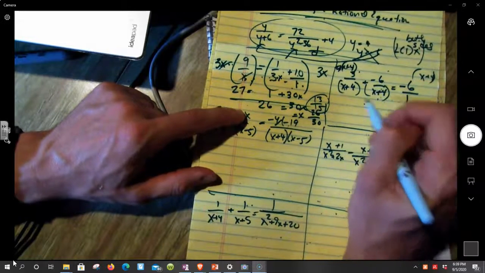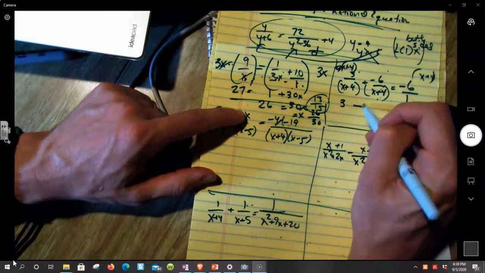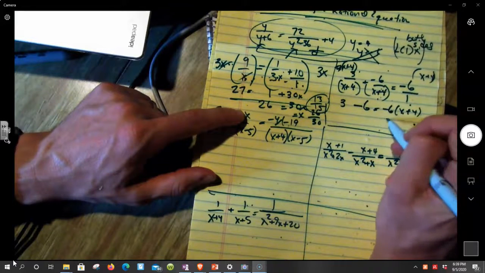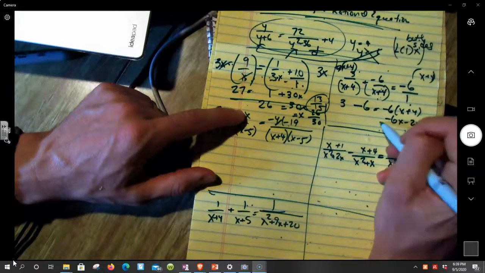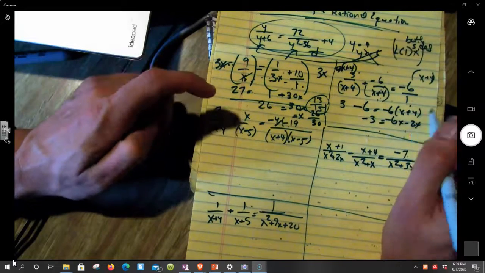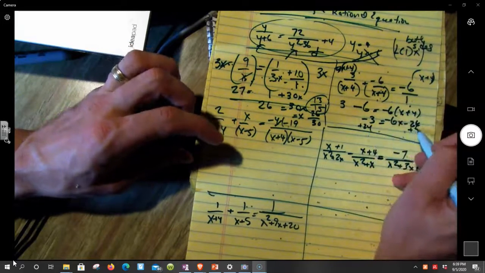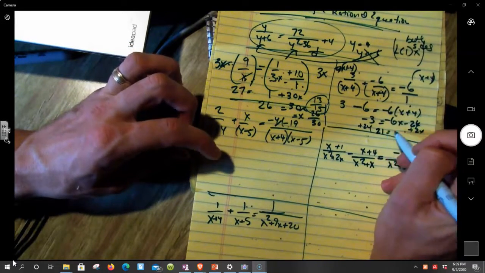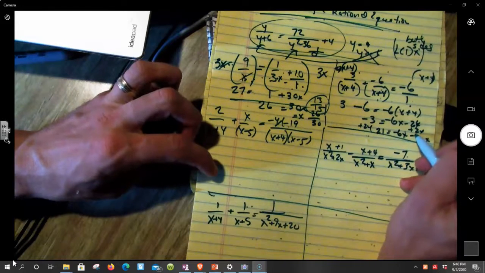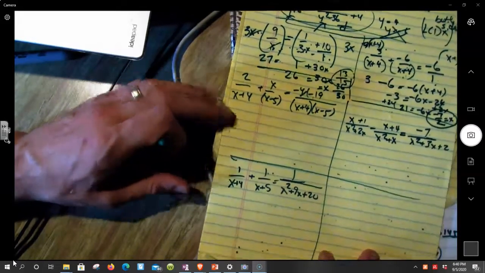So if we do that, we're going to get just 3. I think that was plus negative 6. So just going to say minus 6 is equal to, now it's going to be negative 6 times x plus 4 over here. So if we multiply this out, we get negative 3 is equal to this and this. That's negative 6x minus 20, that's a 24. So you add 24, and you're going to get 21 is equal to negative 6x. And then we get x is equal to negative 7 over 2. Okay, negative 7 over 2.